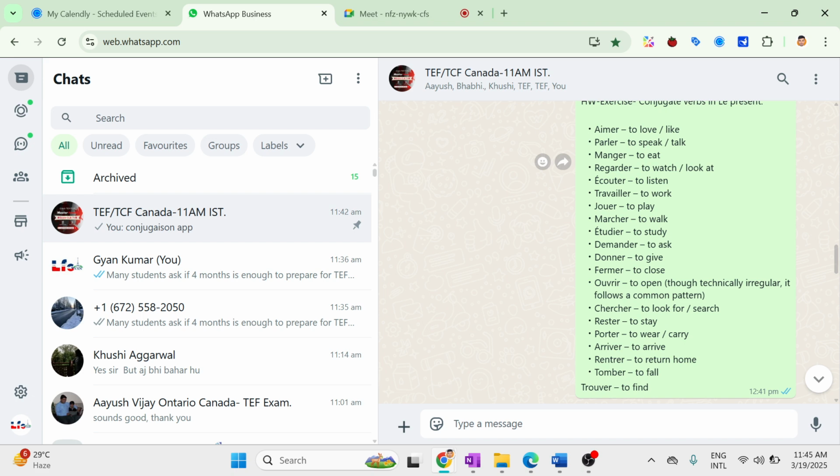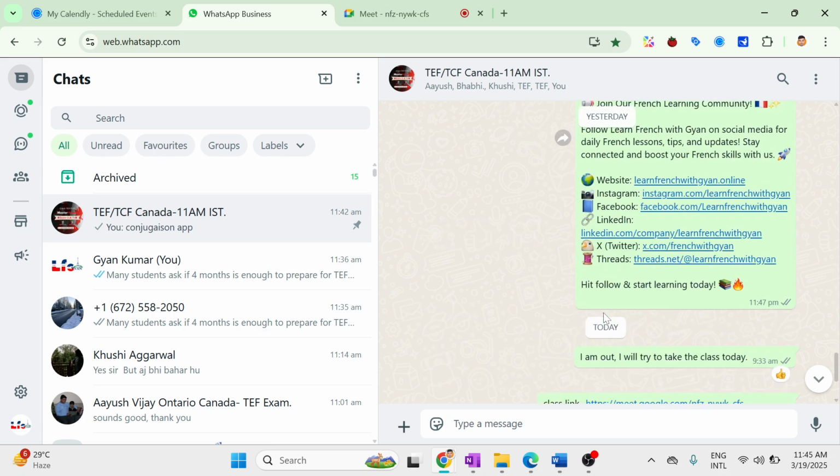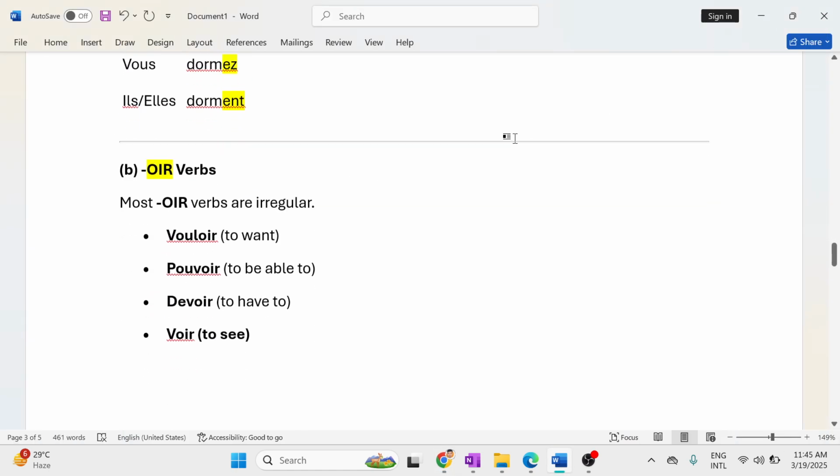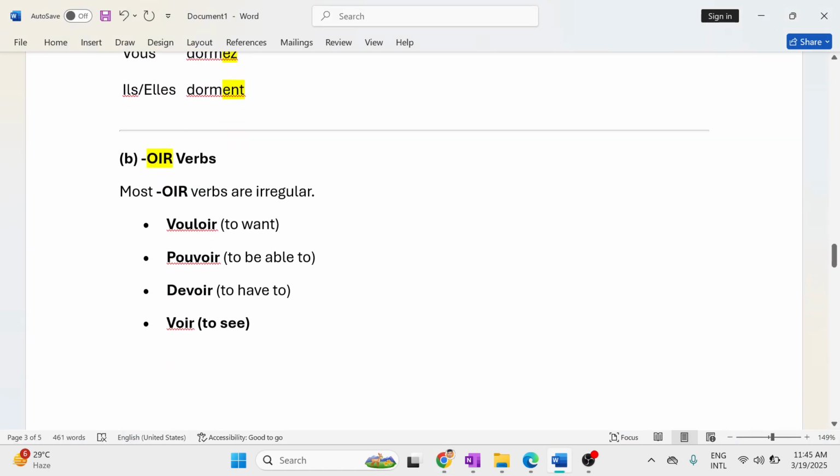Otherwise, that is also not needed. I mean, I don't believe it is. But as a beginner, you can give 10 minutes to ER. So do this smartly, and it will be very easy. Okay, what about OIR verbs?